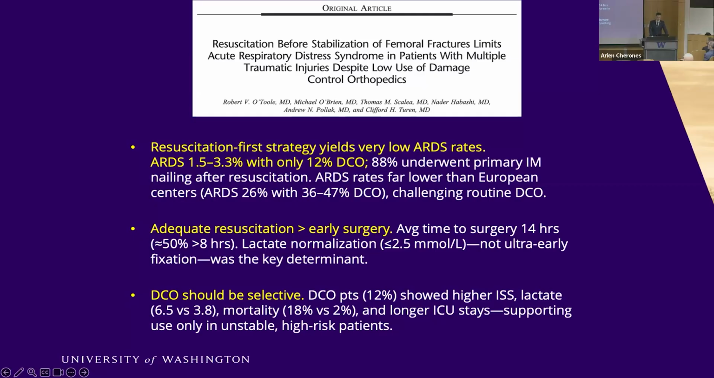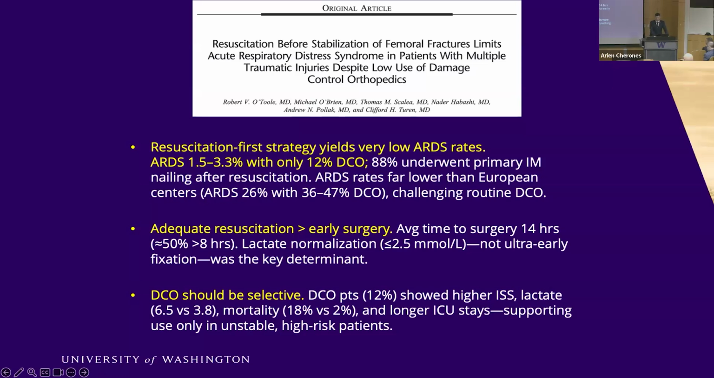The average time of surgery in their cohort was 14 hours, with greater than 50% of them over 8 hours. They looked at lactate normalizing to less than 2.5 millimoles per liter, and not early fixation, as the key determinant of when someone's stable and should get fixed. And so they felt that damage control orthopedics should be selective, because they only used it in 12% of cases, and most of those were very sick patients who didn't do great.